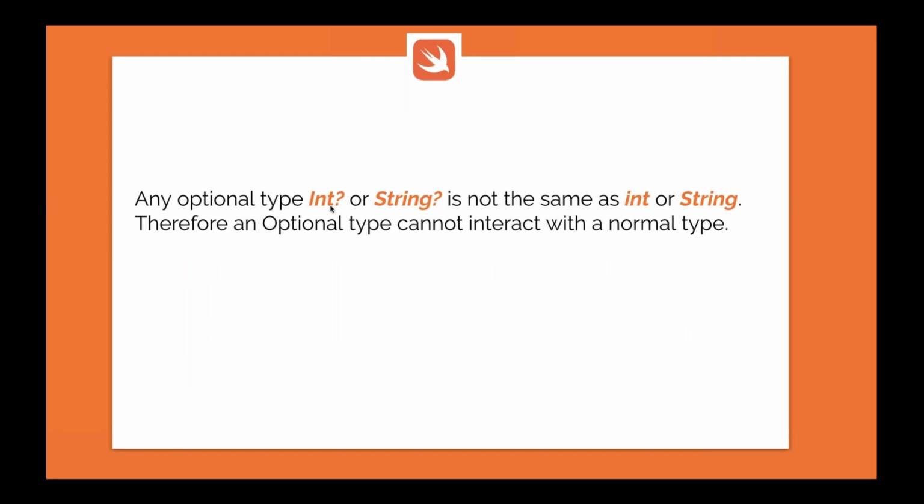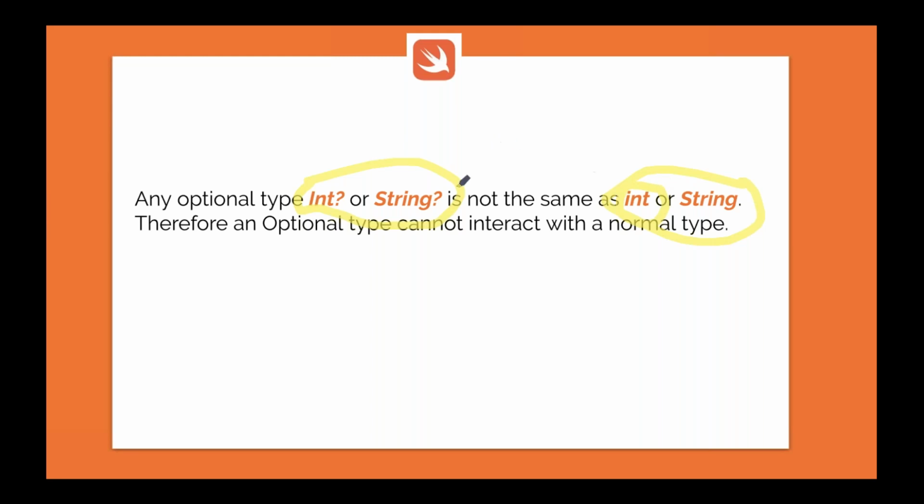Any optional type, Int question mark or String question mark, is not the same as Int or String. So what does it mean here? Whenever you put a question mark at the end of the data type, it is considered an optional type. What I'm trying to say here is, Int question mark and Int are not the same. Int question mark is the optional. That means it can have an integer value or it can have a nil value. But if you consider Int, 100%, there should be an integer value.